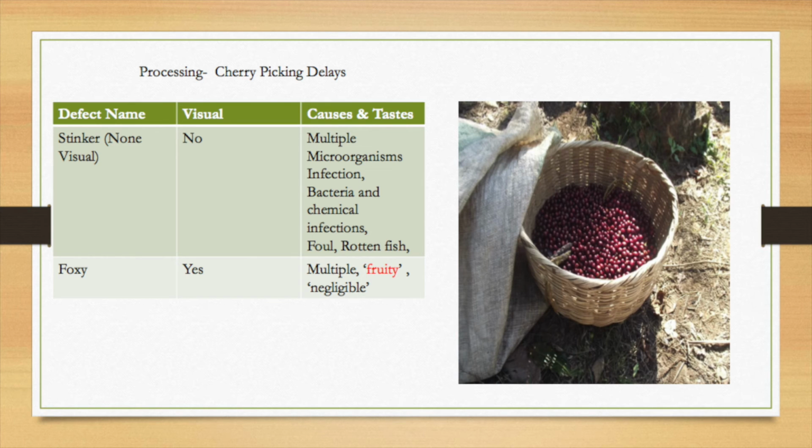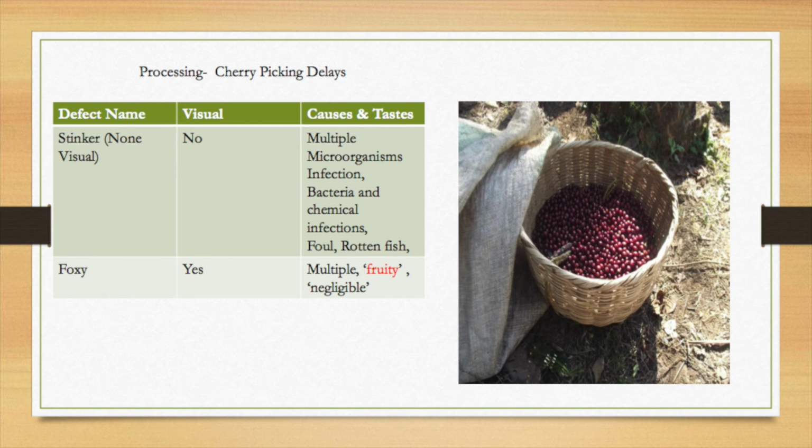When we have the non-visuals, those who have ever experienced a stinker, if you ever have, or never want to experience again, something that you cannot see, but its impact is immense. It's not only in odour, but in what it does to the overall quality of the coffee, and foul, rotten fish type flavours that you might associate with it, that come originally from basically microorganisms and infection and bacteria breakdown within the coffee cherry.